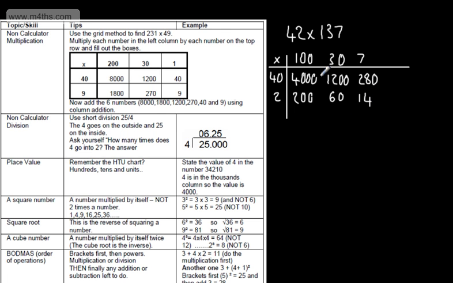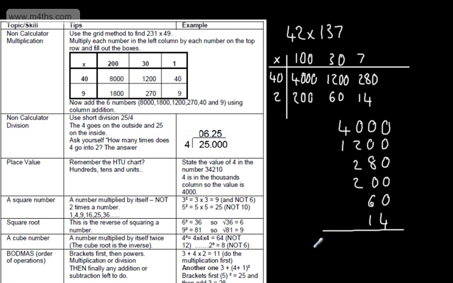Now it's really important that you keep these in order. So what I'm going to have then is 4,000. And if you're doing this in your book, do it in squares so you can keep these in the order that they appear. So for example, I'm going to have my thousands column, my hundreds column, my tens column, and my units column. So just going along the top, we're going to have now 280. Then we're going to have 200. We're going to have 60. And we're going to have 14.